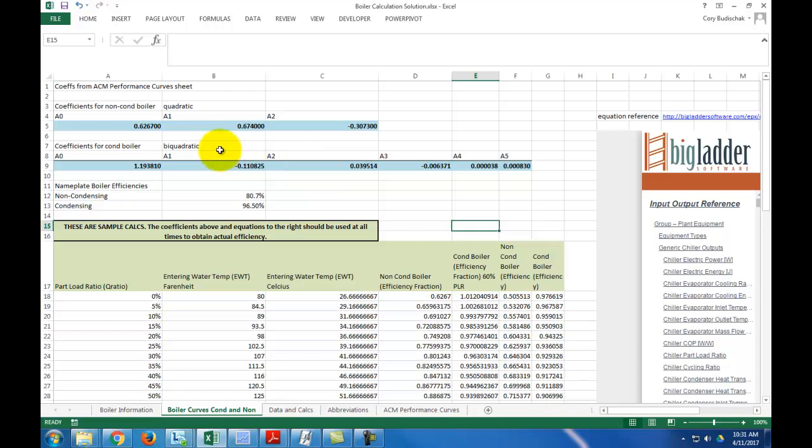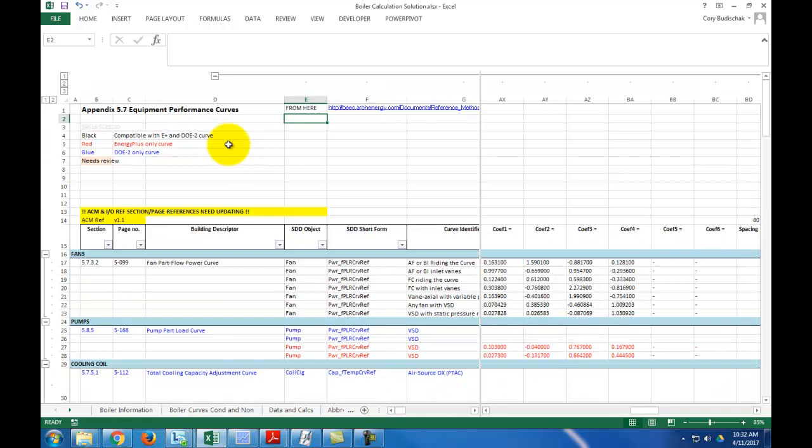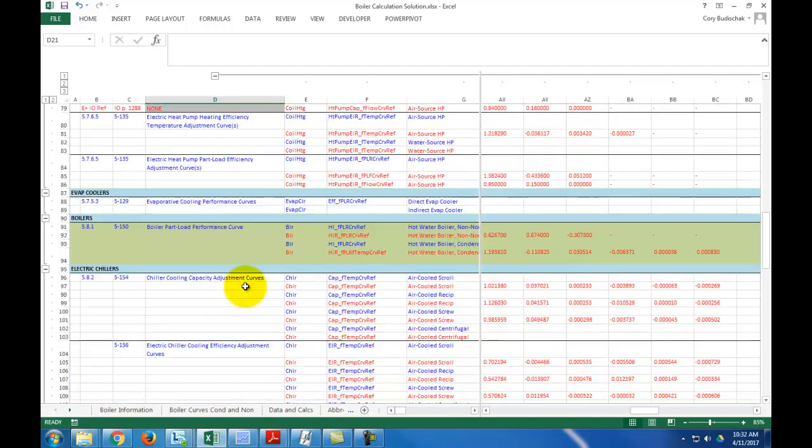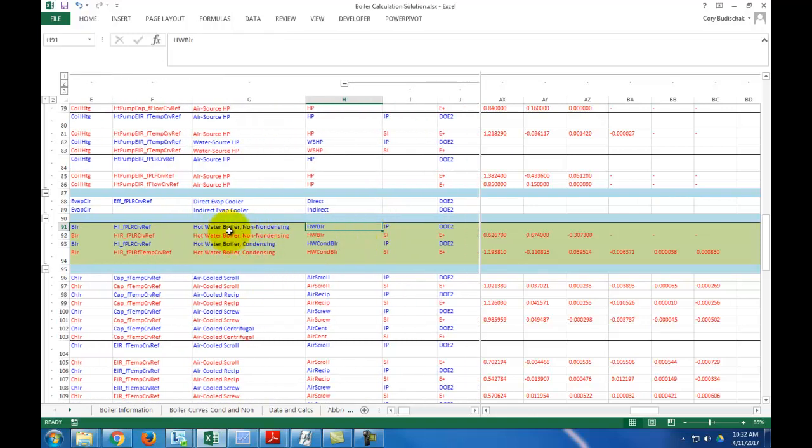First off, let me show you where I got these part load curves from and how I calculate them. The performance curves come from a California standard, and you can see the website here if you click here. These curves actually give EnergyPlus curves and DOE-2 curves, and some that are compatible with both EnergyPlus and DOE-2. If we scroll down to the boilers, they have a hot water boiler non-condensing. I think they mean condensing.